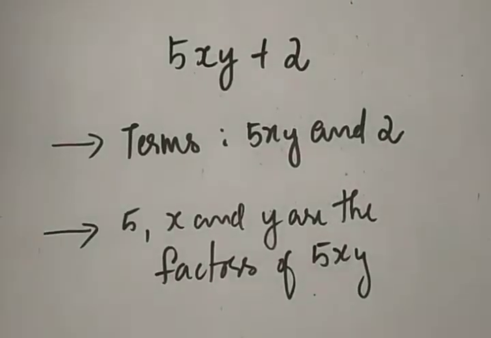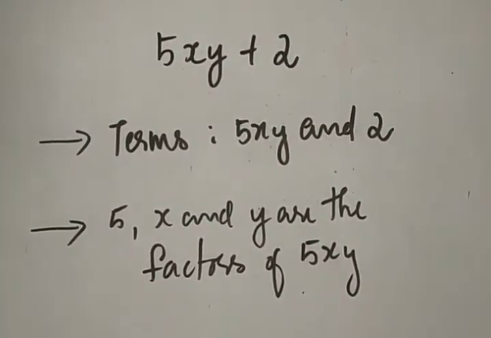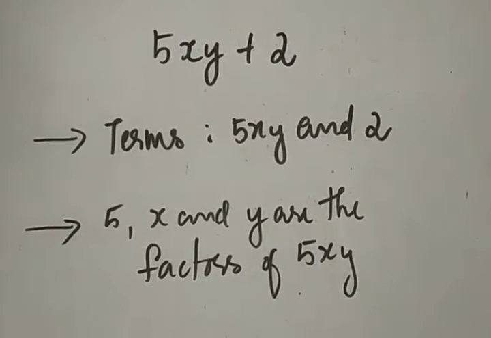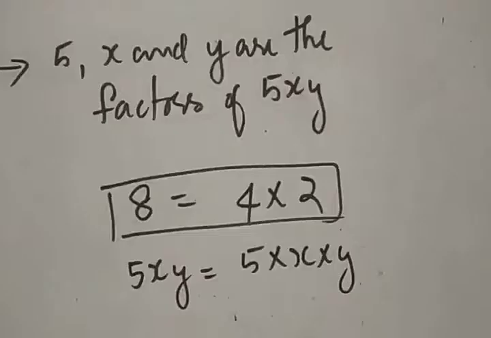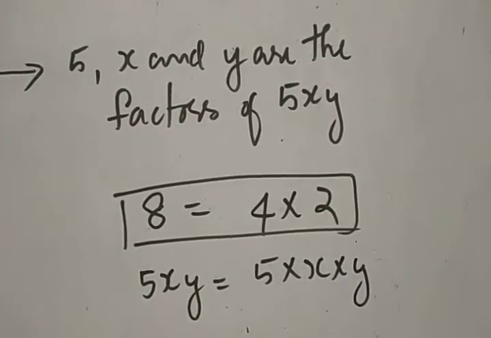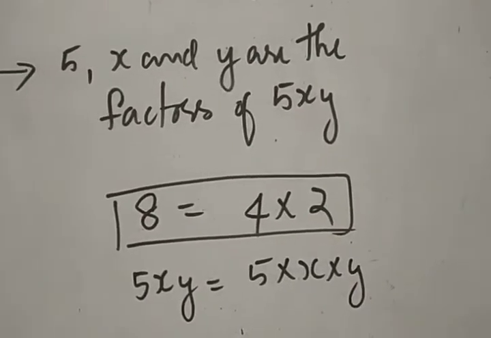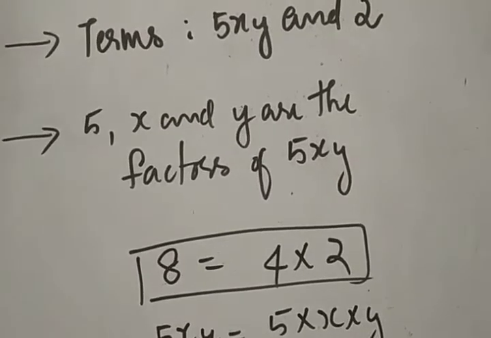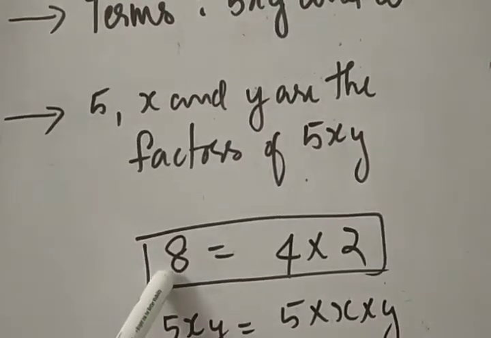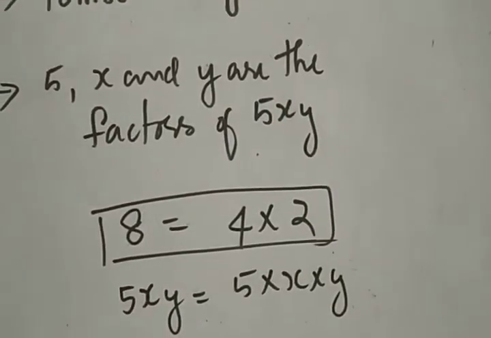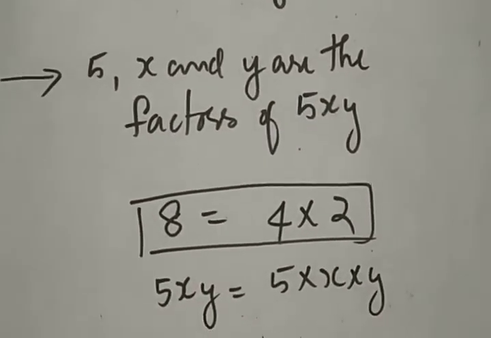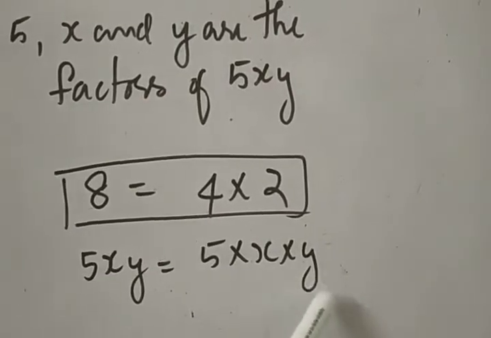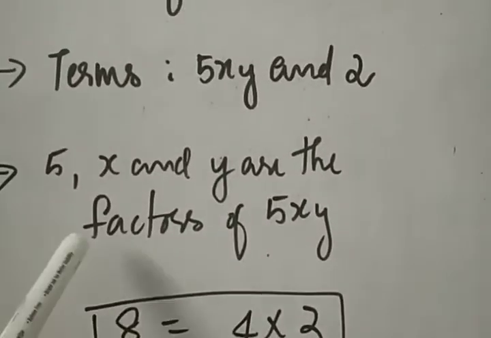Now take the first term, that is 5xy. We already learned that 5, x and y we can call factors of 5xy. We have already studied factors of a number. If we can write a number as a product of two numbers, we can call those two numbers the factors of the number. So the number 8 can be written as the product of 4 and 2, right? So 4 and 2 are the factors of 8. In a similar way, the term 5xy can be written as the product of 5x and y. So 5x and y are the factors of 5xy.